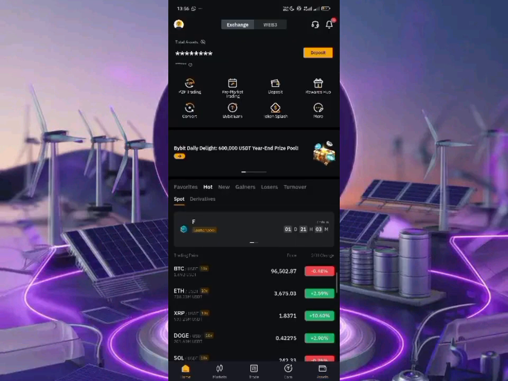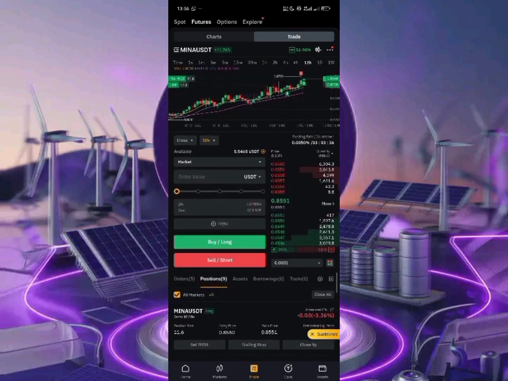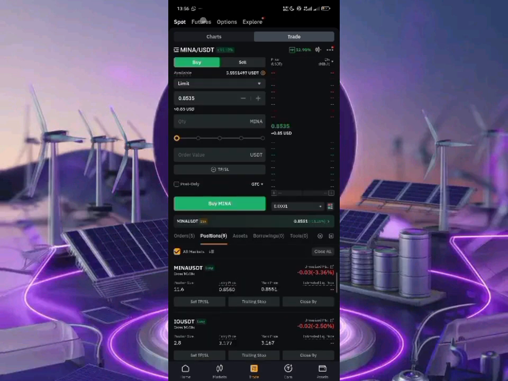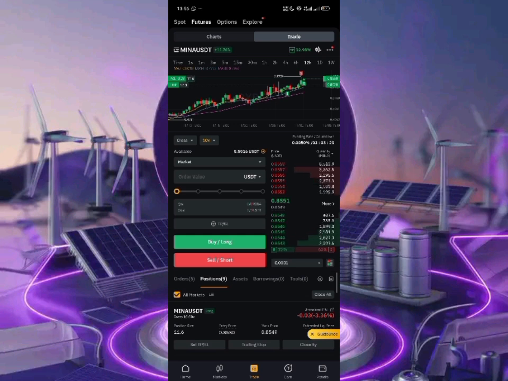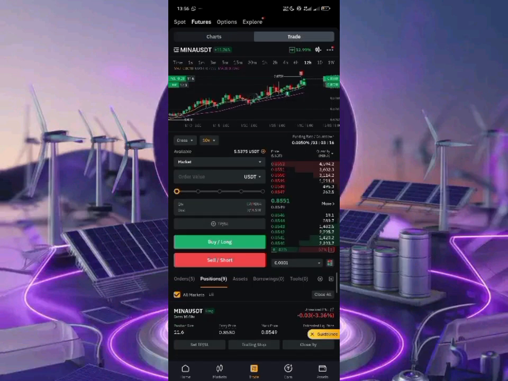After home, you have markets, and the next one is trade. You enter trade. Now I'm in trade now. If you check up here, you will see spots, futures, option, and explore. Now we are on futures. You have charts and you have trade. This is charts showing you the chart of the coin, the trend, and this is trade.